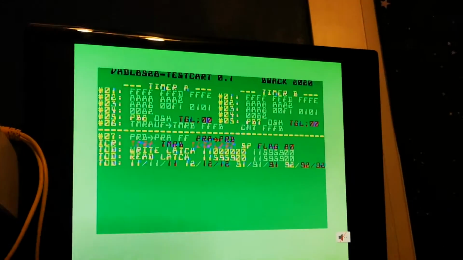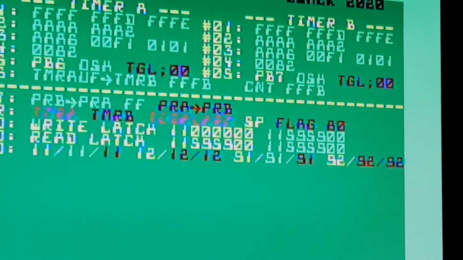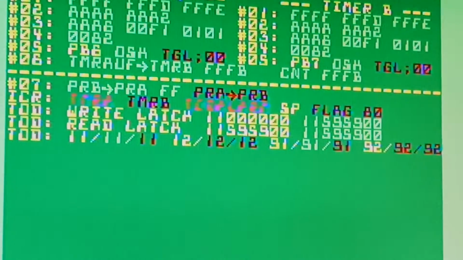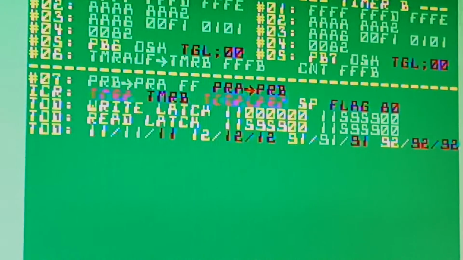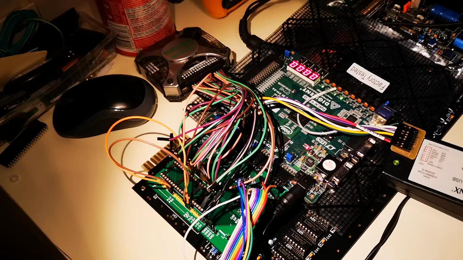Actually looks like it got worse. Except for the number to the right there, it looks correct, but the first one, right latch, got worse. So this is quite interesting.